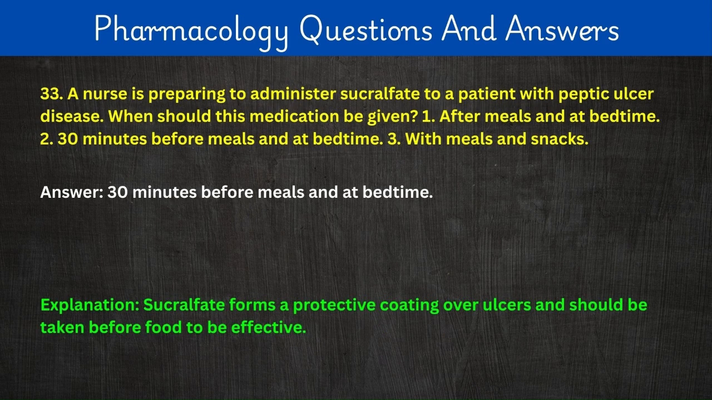33. A nurse is preparing to administer sucralfate to a patient with peptic ulcer disease. When should this medication be given? 1. After meals and at bedtime. 2. 30 minutes before meals and at bedtime. 3. With meals and snacks. Answer: 30 minutes before meals and at bedtime. Explanation: sucralfate forms a protective coating over ulcers and should be taken before food to be effective.